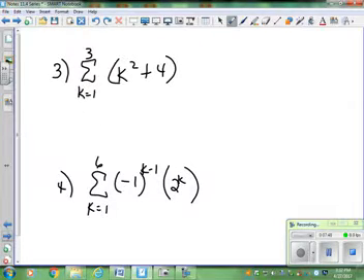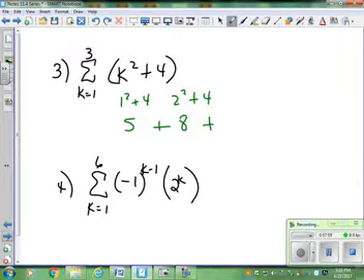So in this one, we're going to have 3 numbers. So first we're going to put in a 1, 1 squared plus 4, which is going to be 5. Then we're going to put in a 2, 2 squared plus 4 is going to be 8. Then we're going to put in 3, 3 squared is 9, plus 4 is 13. And then we're going to add that up and get 26.